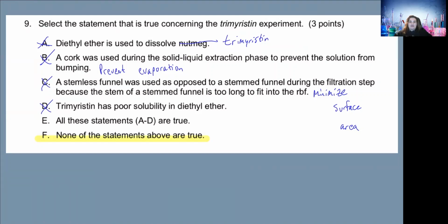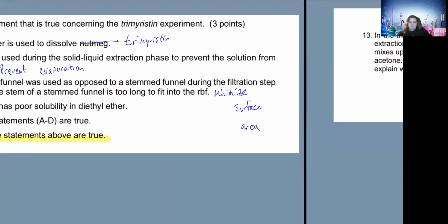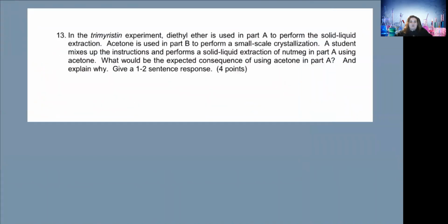All right, let's go ahead and let's try 13. So try this guy out and then we will run through it together.